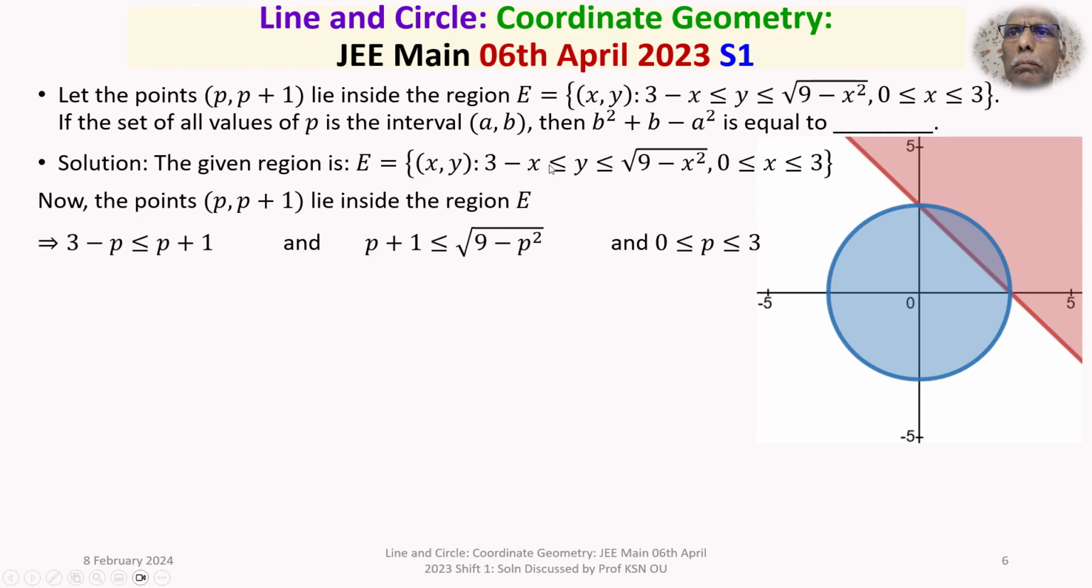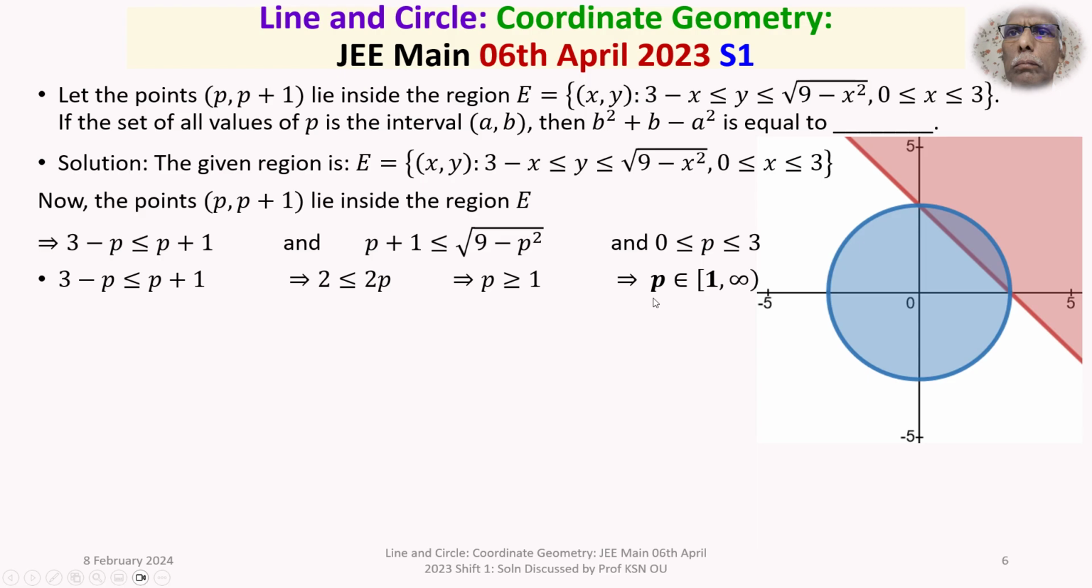So 3 minus x less than or equal to y will give you 3 minus p less than or equal to p plus 1. And y less than or equal to the square root of 9 minus x square will give you p plus 1 less than or equal to the square root of 9 minus p square. And 0 less than or equal to p less than or equal to 3. Now let's first take the first inequality. 3 minus p less than or equal to p plus 1 will imply 2 less than or equal to 2p, which will imply p greater than or equal to 1. That means p belongs to the interval [1, infinity), a semi-closed interval.